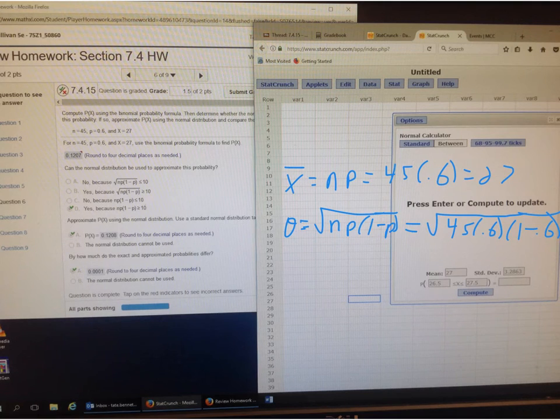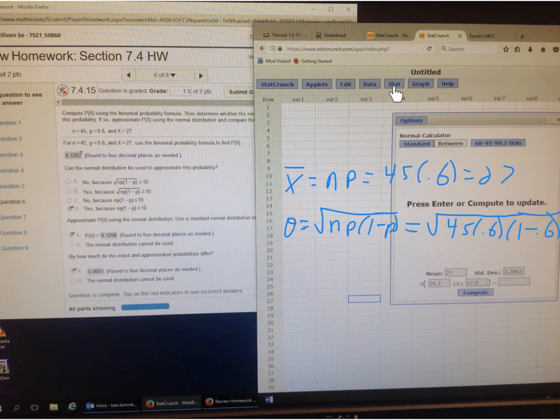Hello. I saw your question on the discussion board. You're asking how do you do this in StatCrunch? And so you've got a binomial probability and you're trying to use the normal curve to approximate this.